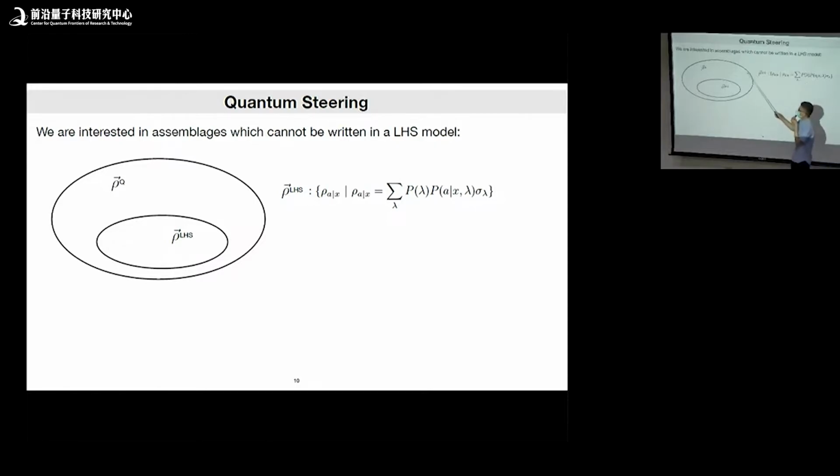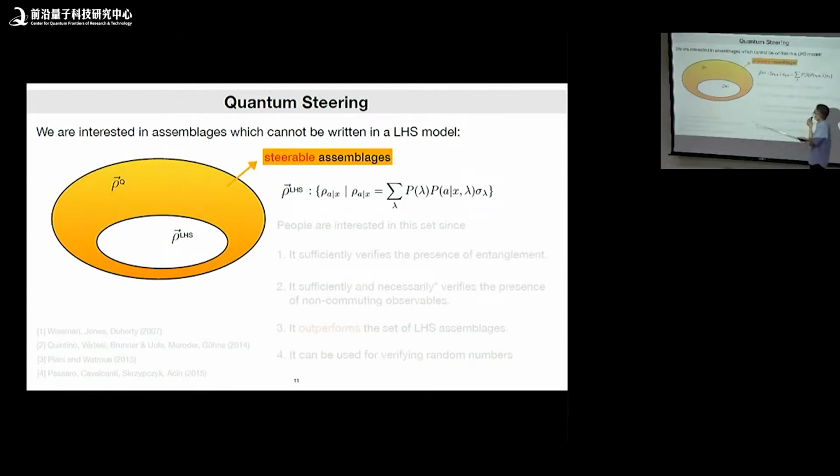So we can imagine that this is a space of assemblages. The classical strategies, or the local hidden state models, form a convex set, or we can just imagine that they form a circular shape. Outside this set are the assemblages we are interested in. This set, in this yellow color, is called the steerable assemblages, because Alice can somehow remotely steer Bob's states. This is where the term steering comes from.